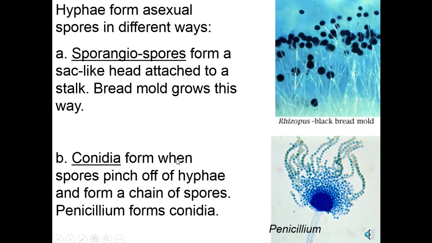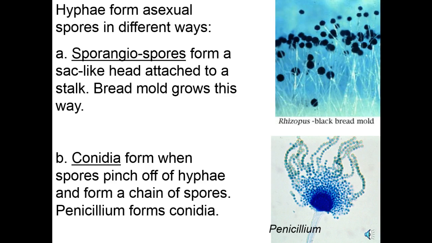The hyphae are going to asexually divide in two different ways. One is these sporangiospores. They're going to form a sac-like head. And if you take a close look at bread mold, this is what it looks like. Those little black heads are loaded with spores, thousands of them. So if you see a blackened area on a piece of bread, you're looking at several thousand spores.